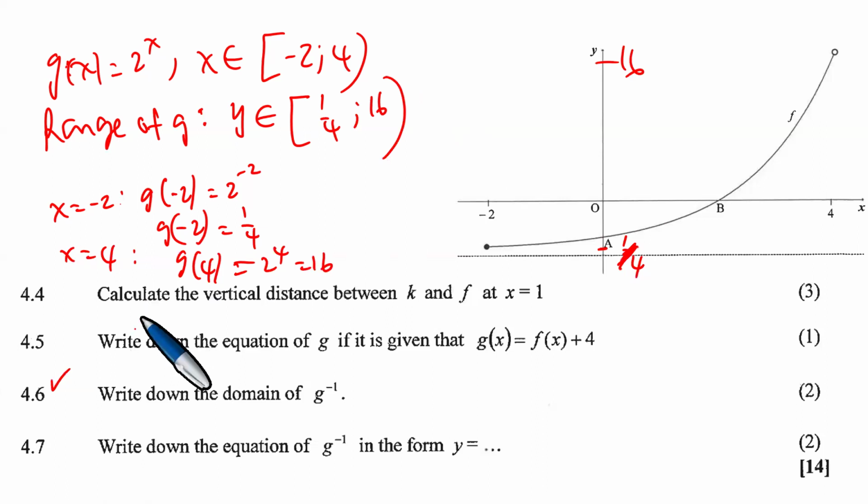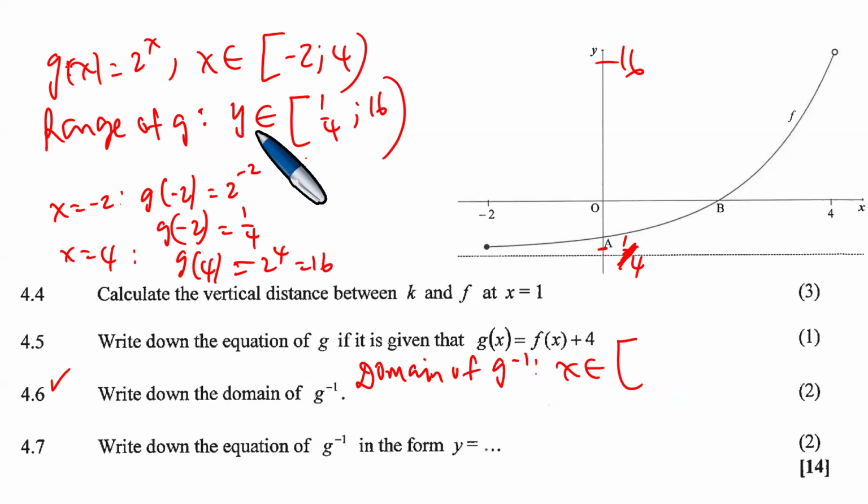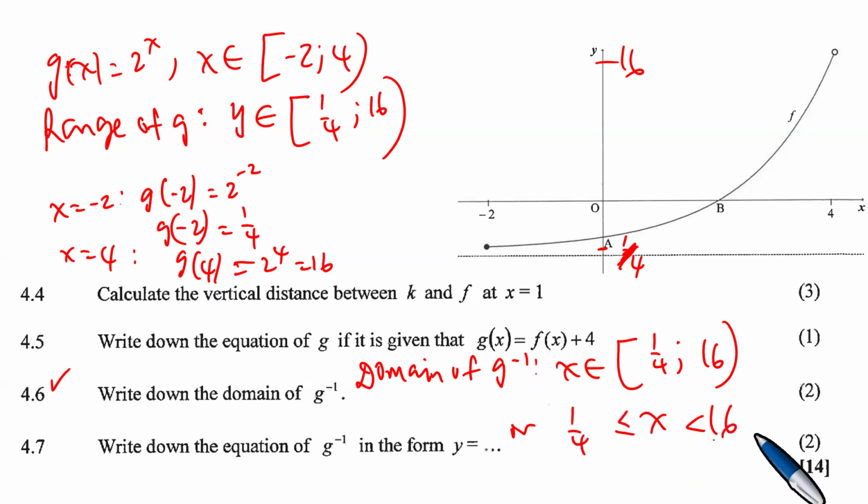At this point, we are interested in finding the domain of g inverse. To find the domain of g inverse, we must first find the range of g. Therefore, the domain of g inverse is given by x, which is an element of, so you put x wherever there is y, 1/4 and 16. In other words, the range of g becomes the domain of g inverse and vice versa. If you don't want to write your answer like this, you can also say that your x lies between 1/4 and 16, like this.